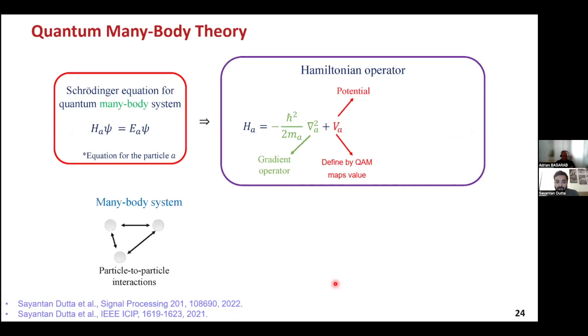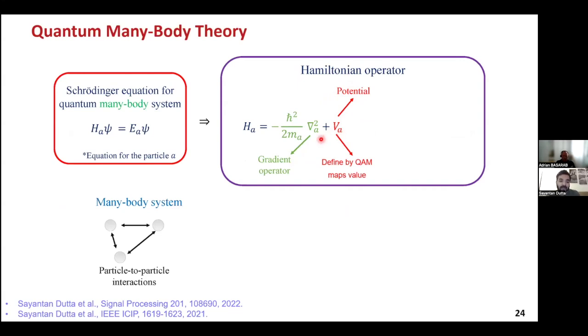So till now, I was discussing a single particle-based theory, where we have a Hamiltonian H. So this is a single particle-based Hamiltonian. That means in our system, there is only one quantum particle. And from the imaging point of view, we replace this potential V by the image pixel values, and we construct the Hamiltonian operator, the adaptive transformation, everything. So this is the one-body quantum mechanical picture.